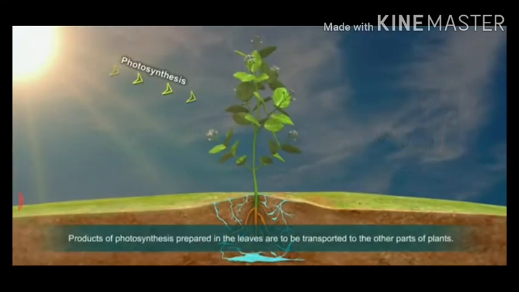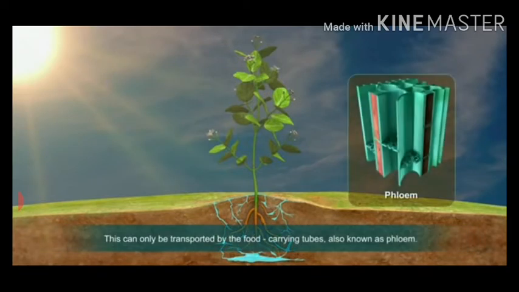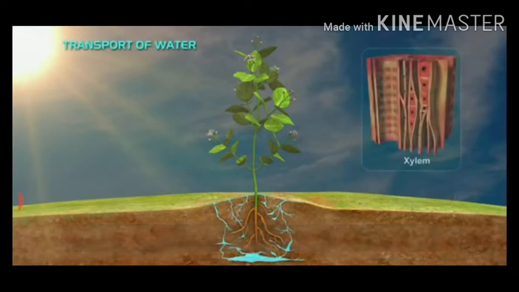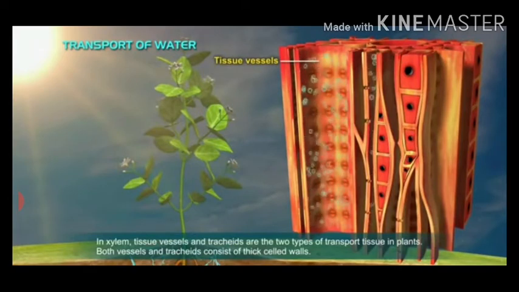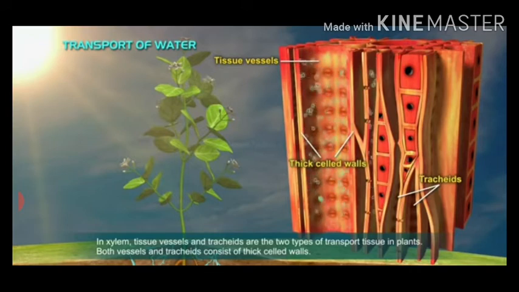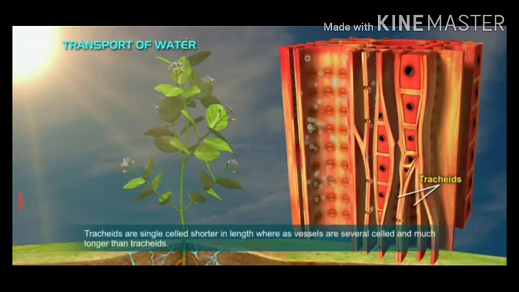The food that is prepared in the leaves during photosynthesis has to be transported to the other parts of the plant, and can only be carried by food carrying tubes, that is phloem. In xylem, vessels and tracheids are two types of transport tissues in plants. Both vessels and tracheids consist of thick cell walls. In this figure, it is clear how water moves through the thick cell walls.